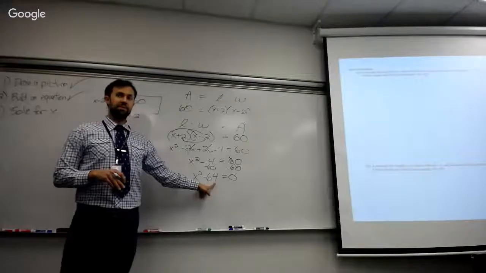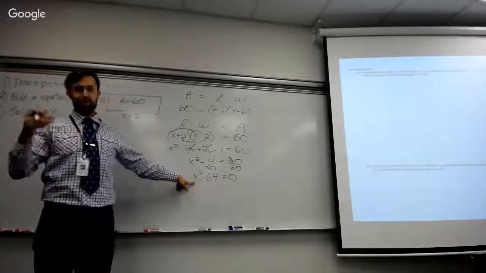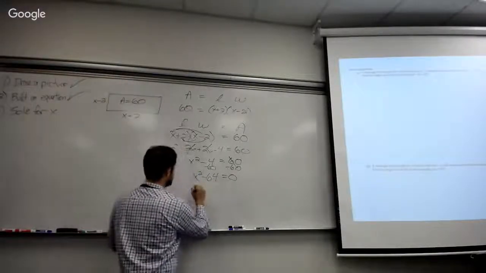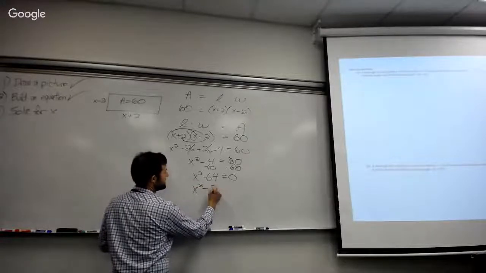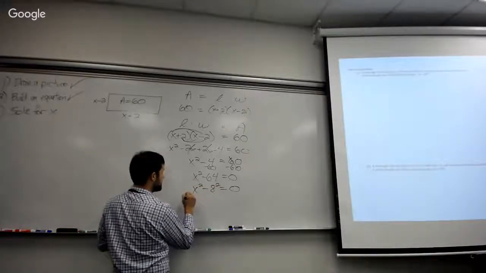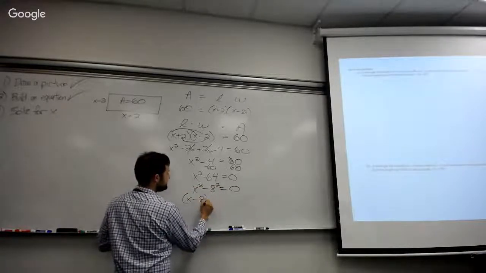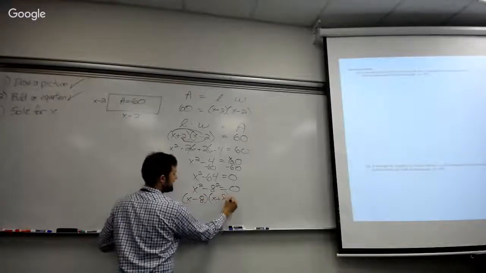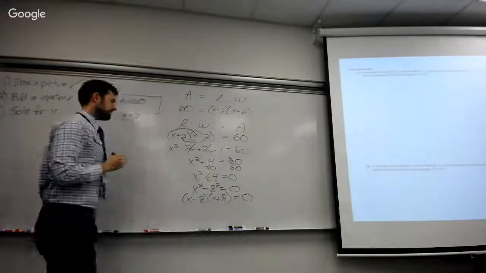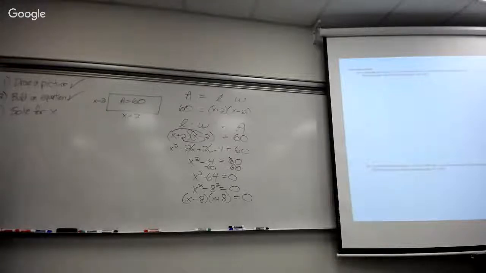64 is the square number 8 squared. X squared is x squared. So we can really say now this is x squared minus 8 squared. And so our factoring is x minus 8, x plus 8. Is that correct? Is that the difference of squares?